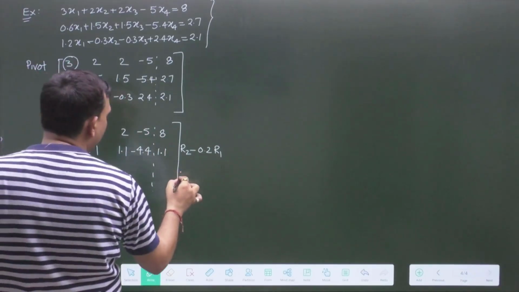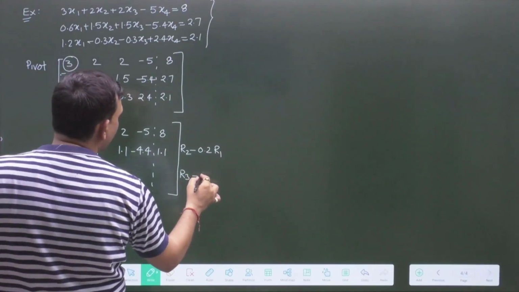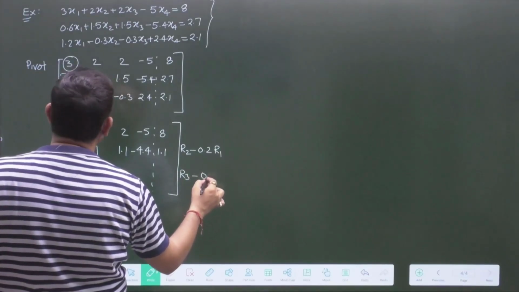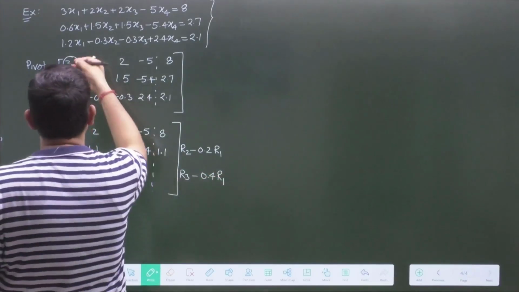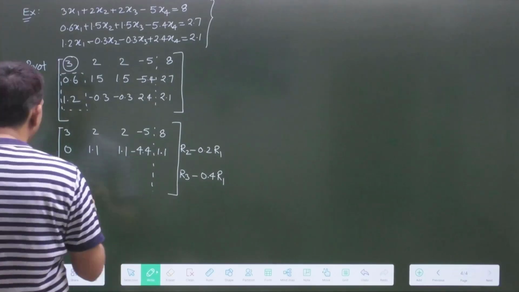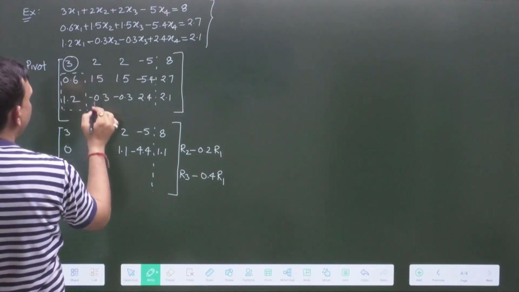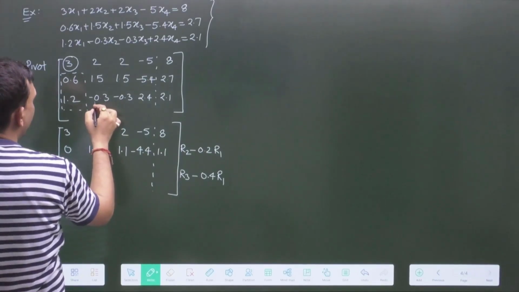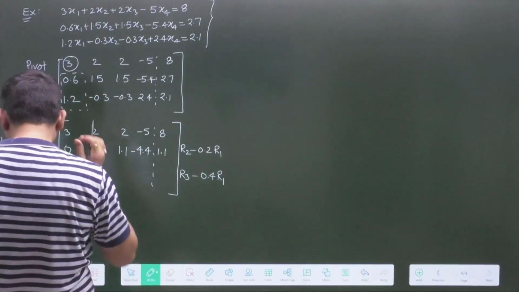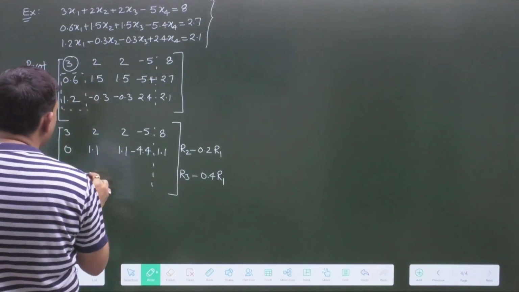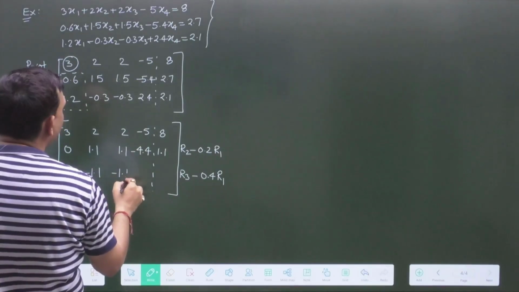And then you have R3 minus 0.4 R1. So this will be 1.2. So this is 0. This will be 0.8. So minus 0.3 minus 0.8. So that will be minus 1.1. This is also minus 1.1.